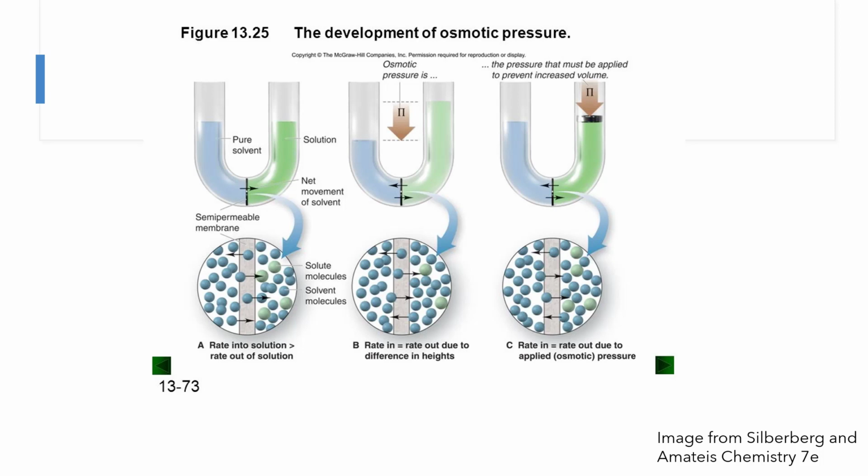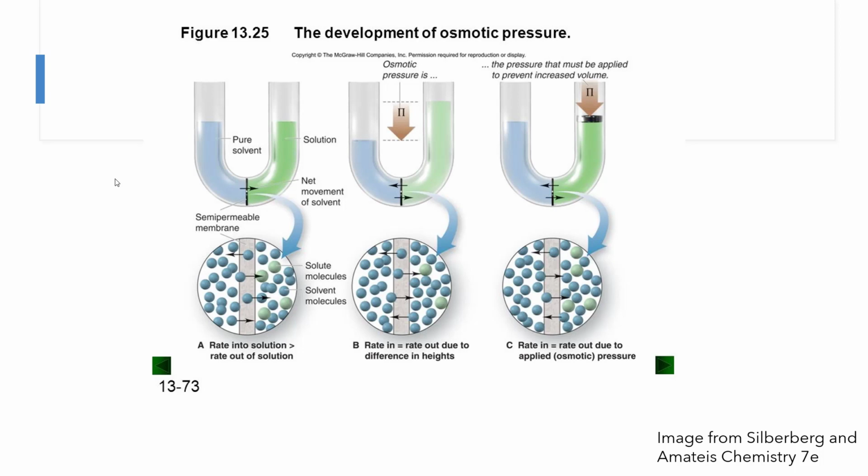So, looking at this figure here, we have our pure solvent in blue and our solution in green. And we have our semi-permeable membrane at the bottom part of the U-bend, shown here. And we have a net movement of our solvent going from left to right. And looking at subfigure A, we could see the solute molecules are not moving between the semi-permeable membrane, but the solvent molecules are moving either to the left from the solution to the pure solvent or going from left to right from the pure solvent to the solution.